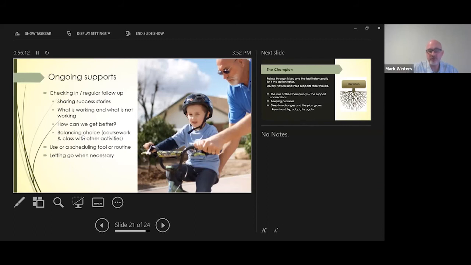Use of scheduling tools and routines. I apologize, I just recognized that typo there. And then the way that I started this slide, also finishing this slide with the same, and that is letting go when necessary. Right? We have to be able to say, okay, right now, this person is doing just fine and they don't need my support because we've helped them along the way and they've learned and taken those steps, and now they don't need that. I don't have to be there. I can let go of the seat because he's pedaling, right?